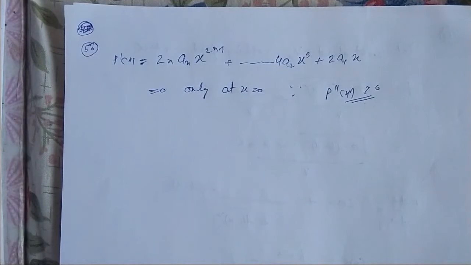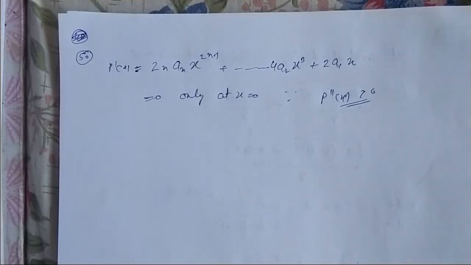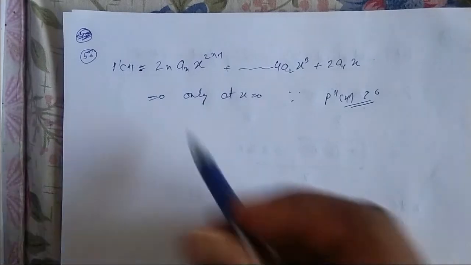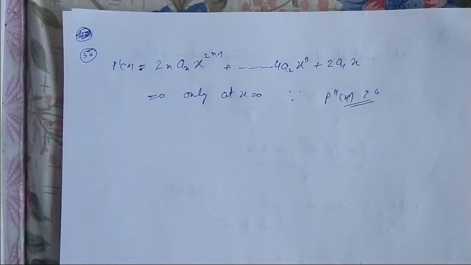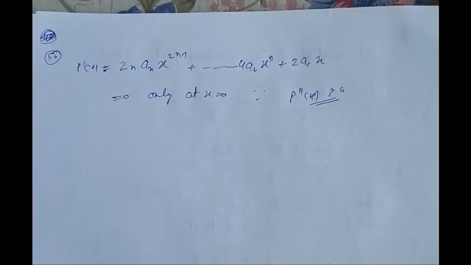Since p double dash will only have even terms, it would be positive, and if p double dash is positive, then p dash is increasing. If p dash is increasing, then it would have only one root, which we can see occurs at x is equal to 0. So p(x) has only one minimum. Moving to the next question, question number 51.